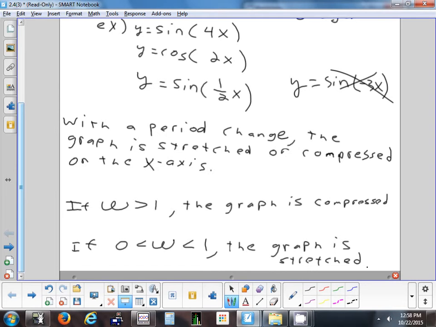Okay, so any questions on just kind of in general what a phase shift sounds like, what it actually does to the picture, or when it's compressed or when it's stretched? All right.